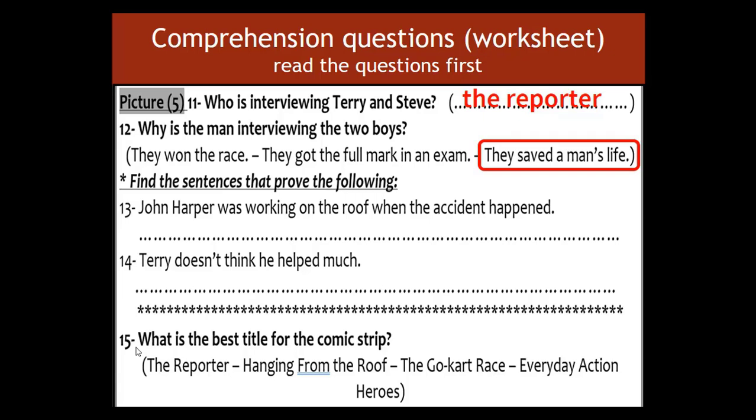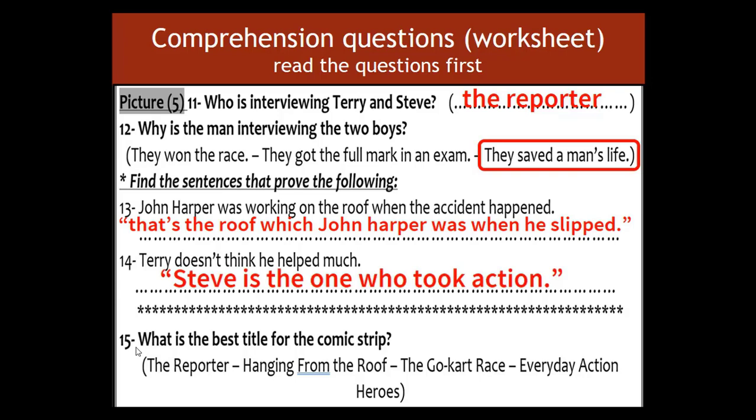Number 13. You have to find sentences that prove the following. John Harper was working on the roof when the accident happened. Right, great. That's the roof which John Harper was on when he slipped. Number 14. Terry doesn't think he helped much. Right, Steve is the one who took action. The one who took action.